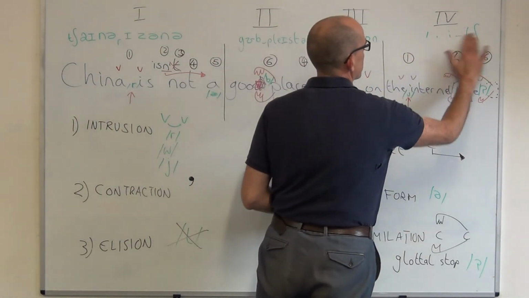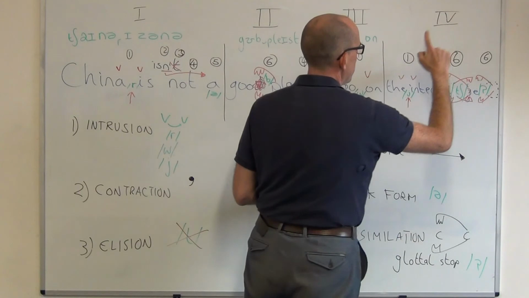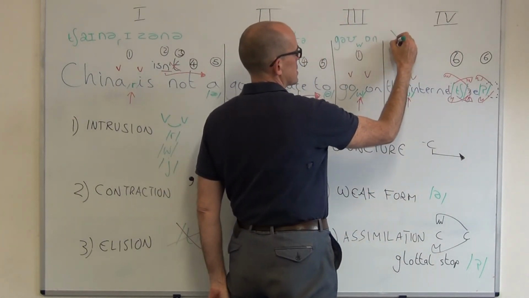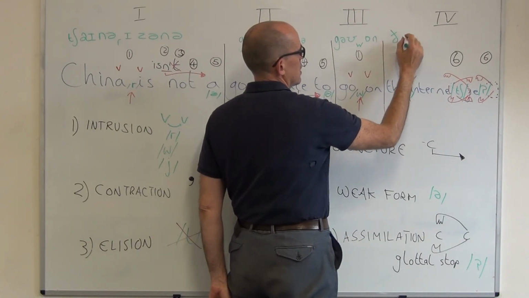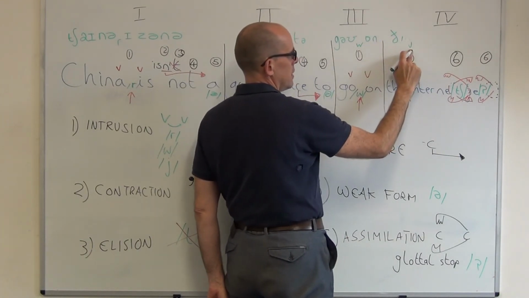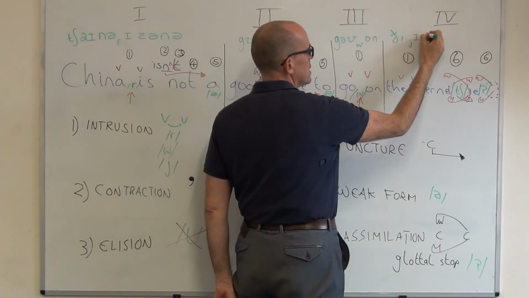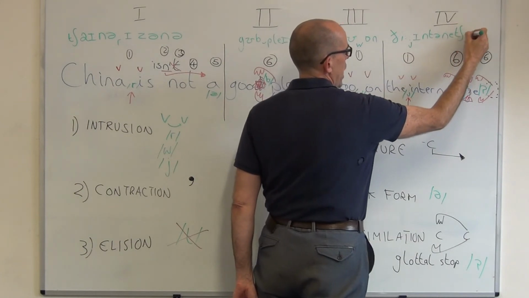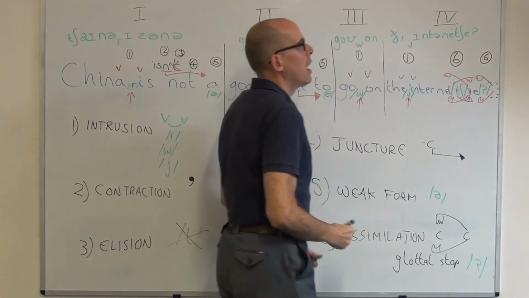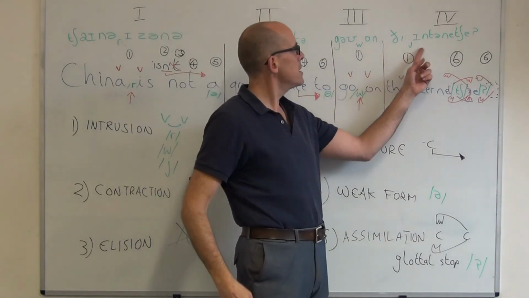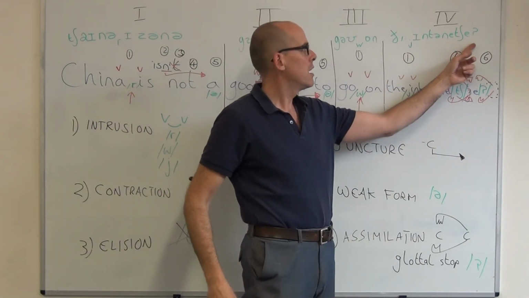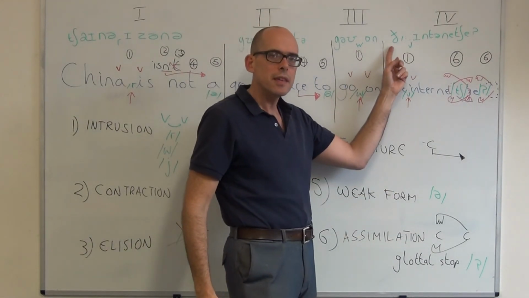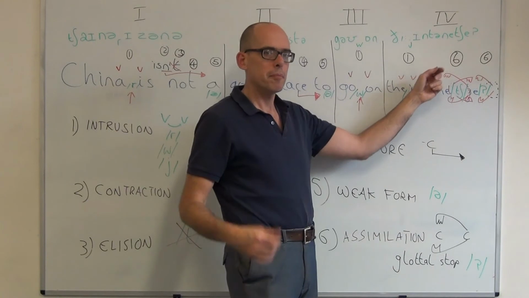So now, sound word number 4, you can write it like this. The, and a little y, the internet chip. The internet chip. Listen and repeat after me. The internet chip. Now you try.